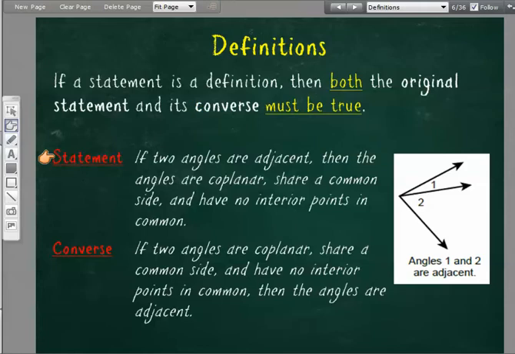So here's our statement. If two angles are adjacent, then the angles are coplanar, share a common side, and have no interior points in common. Okay, so here's my if and then. So remember, your converse is you're going to flip those. So here's the converse. If two angles are coplanar, share a common side, and have no interior points in common, then the angles are adjacent. Okay, those are both true. So this is a good definition of adjacent angles.